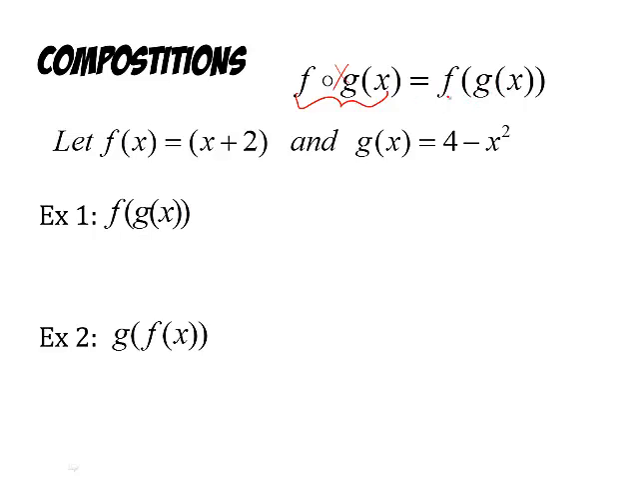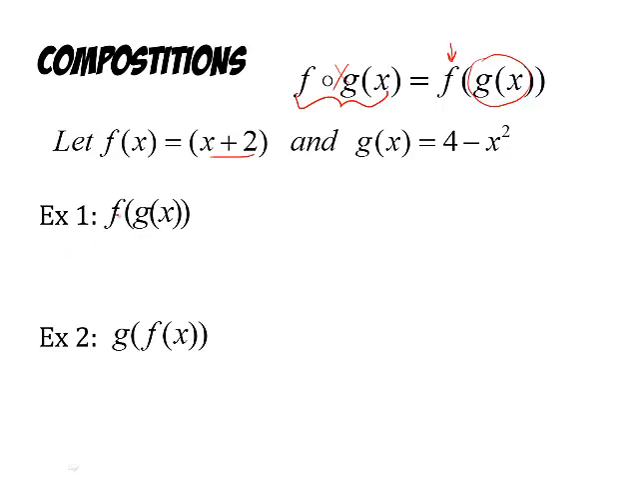What you see is f of g of x, and what that means is that you're taking the f function, but instead of just putting x in there, you're taking the whole g of x function and replacing it. Here's what I mean. Let me give you an example. If f of x is x plus 2, g of x is 4 minus x squared. Those are what they are.